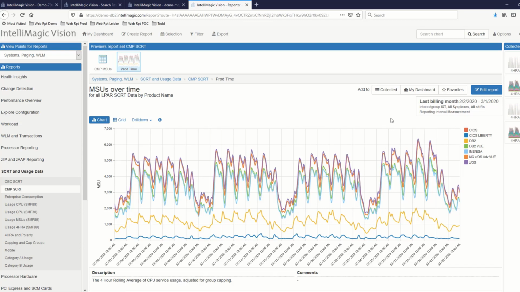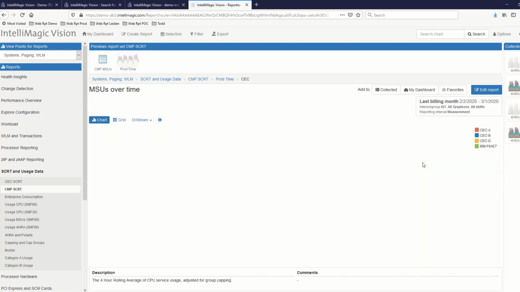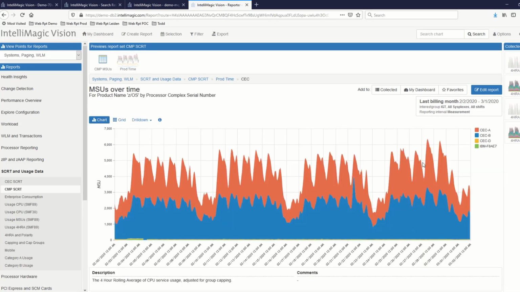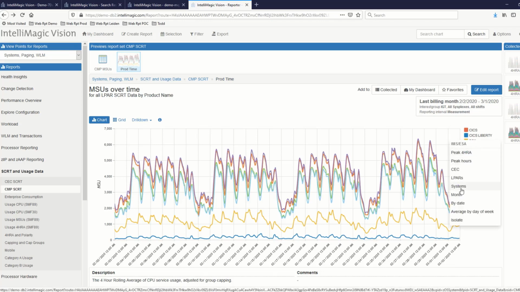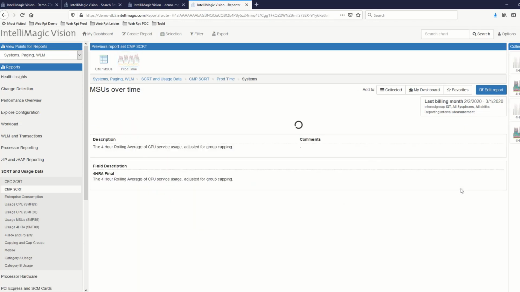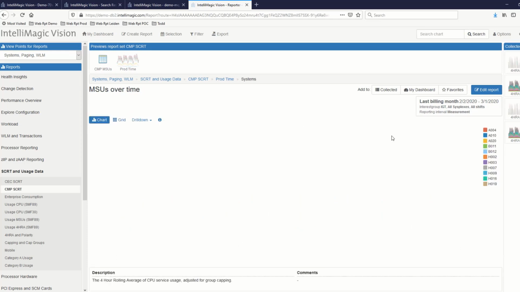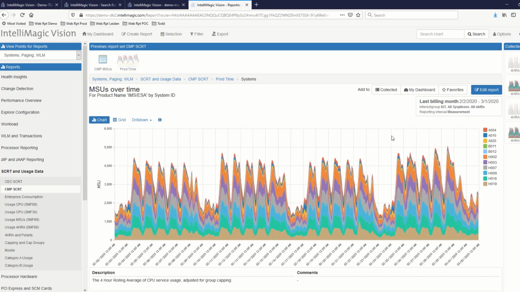Then powerful drill down capabilities of IntelliMagic Vision can be leveraged to research this further. So for example, we can look at the MSU contribution here by LPAR, or we can look at the contribution by system. For the systems, only systems where the product is executing based on the usage data from the SMF89 records will appear here and contribute to the MSU total for that product.